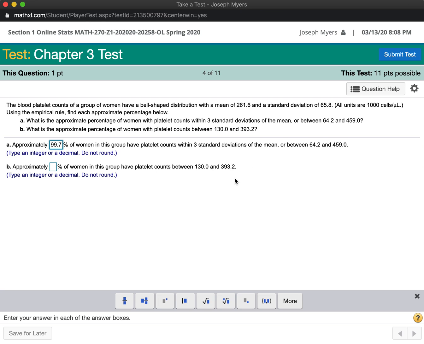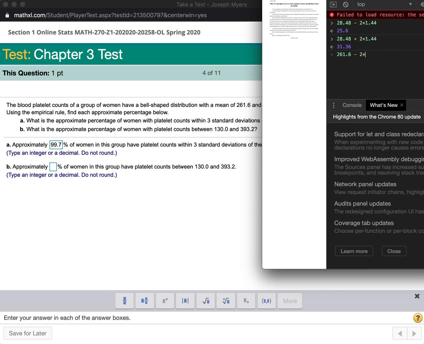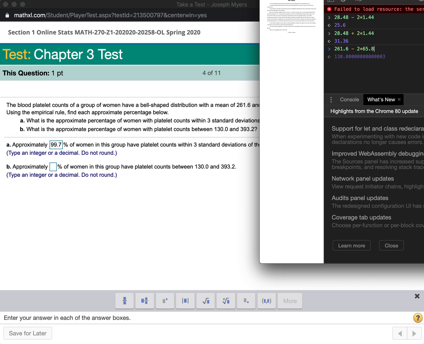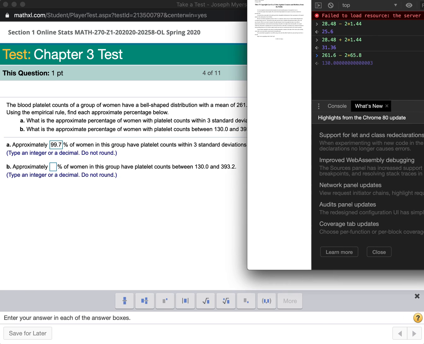The next question is a little bit harder because we have to calculate something. So let's just do the mean of 261.6 minus 2 times the standard deviation, which is 65.8. So 261.6 minus 2 times 65.8, and that's 130. And then let's do 261.6 plus 2 times 65.8, and then we get 393.2.